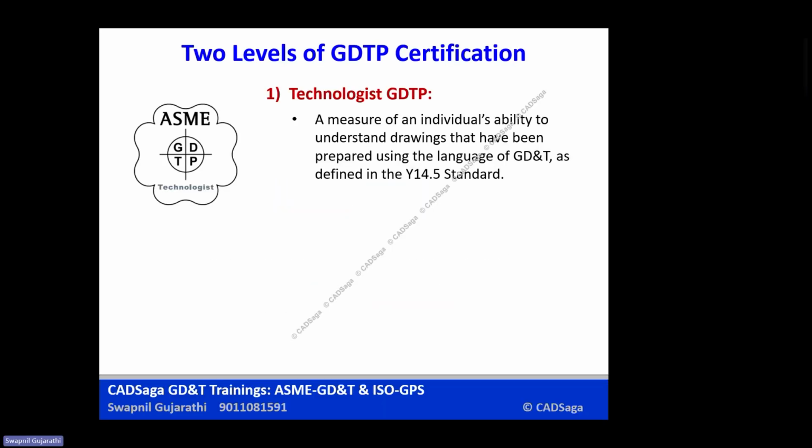Now there are two levels of GDTP examination. First level is Technologist GDTP. It is a measure of an individual's ability to understand drawings that have been prepared using the language of GD&T. Means in a simple way, that individual who has the technologist level certification will be able to read the drawing. Understand drawings means read the drawing. He may not apply it.